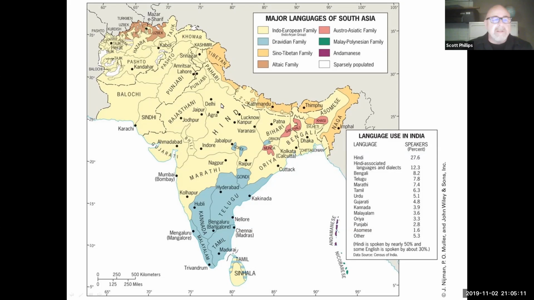So the short of it is that many of the languages in India and Pakistan and nearby are relatives of languages in Europe. However, there are older languages, including the Dravidian family down here, which are much older than the European family, and parts of that family are still spoken today.